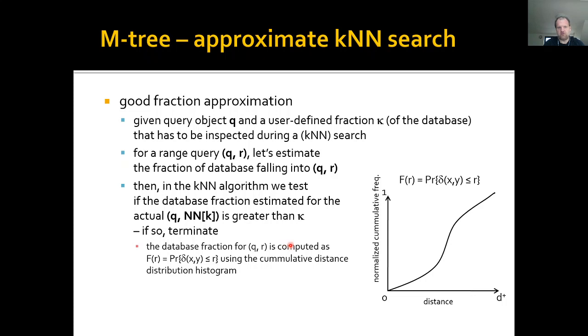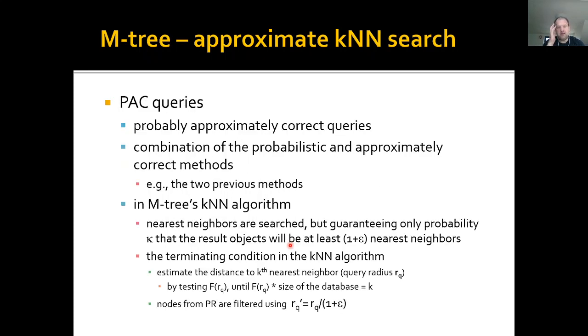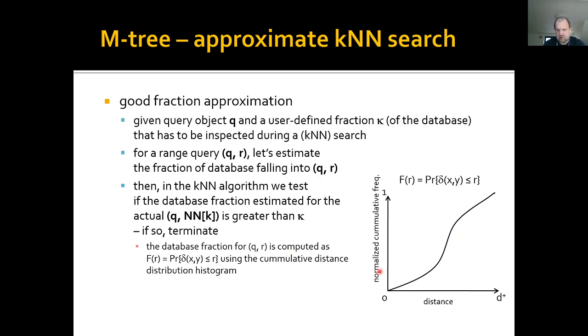So this is good fraction approximation search, and the last one is a combination of the two, the 1 plus epsilon nearest neighbors and this good fraction approximation. If they are combined, there are two effects. The jumping of the radius is faster because of this 1 plus epsilon factor, and the terminating condition of the KNN algorithm is terminated earlier because of looking into this fraction of the database that was already processed.